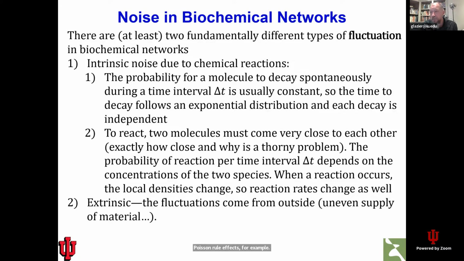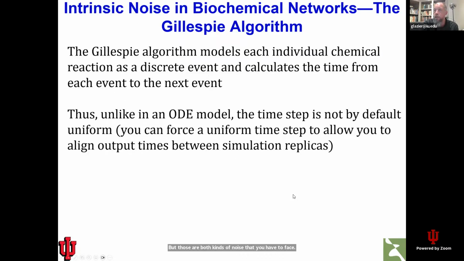You can also have fluctuations coming from outside. The concentrations aren't uniform in space, temperature changes stochastically in time, and so on. But those are both kinds of noise that you have to face. But the key one that we're going to care about here is that for many chemical species in biology, the concentrations are low.